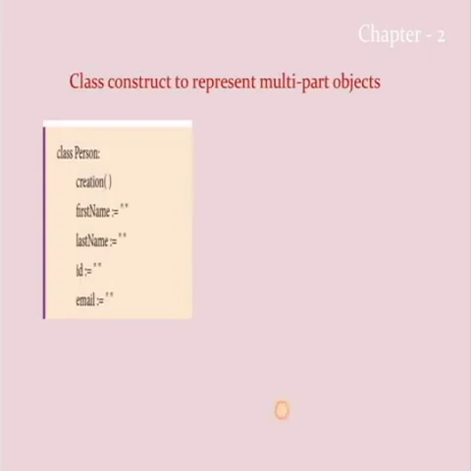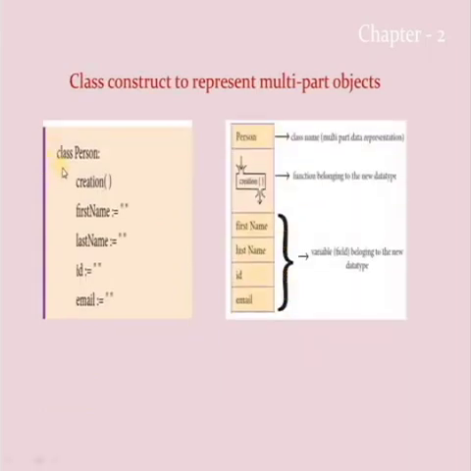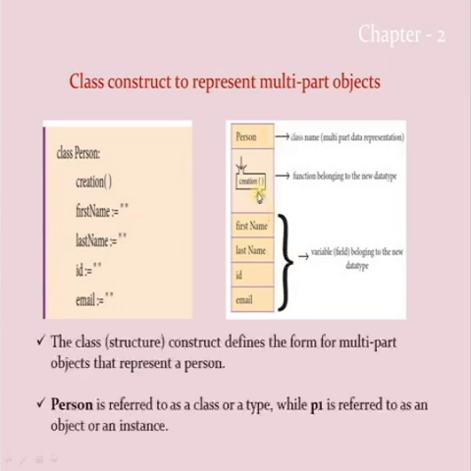Same concept. They are defining a class name, and they are creating a function name with the name creation and the data members. Same structure that you learnt in C++. Person is the class name. The member function is creation and the data members or the variables are first name, last name, ID, email. The person is referred to as a class, while P1 is referred to as an object.